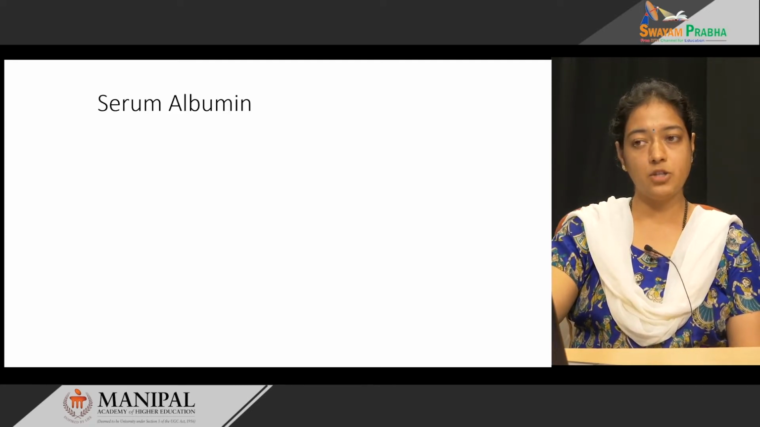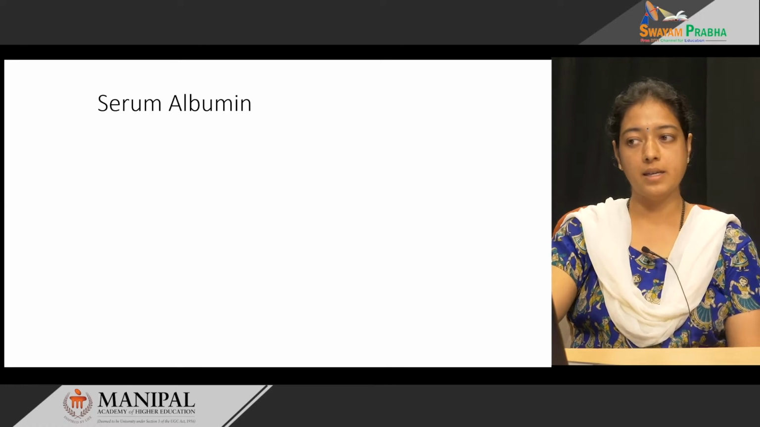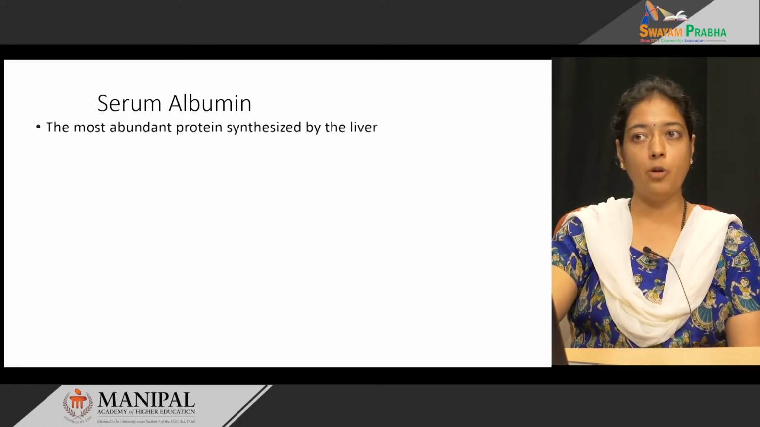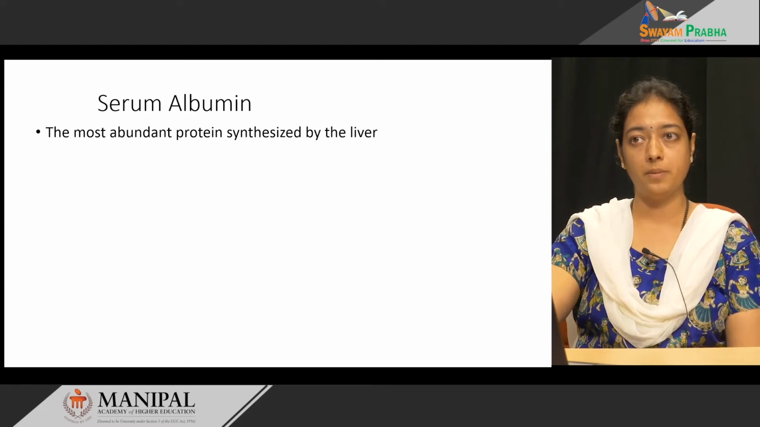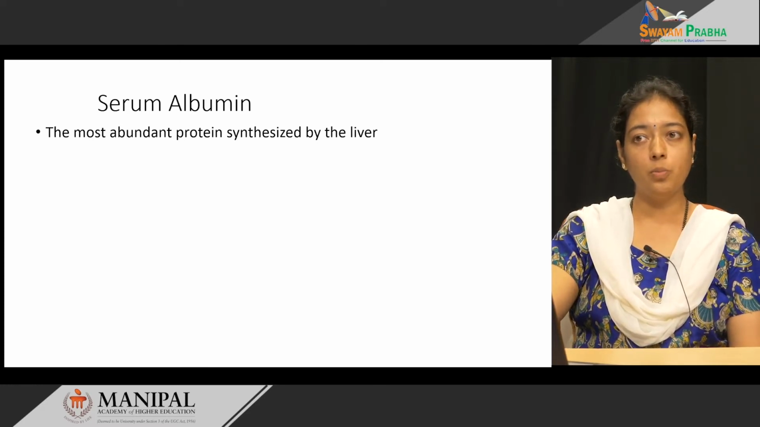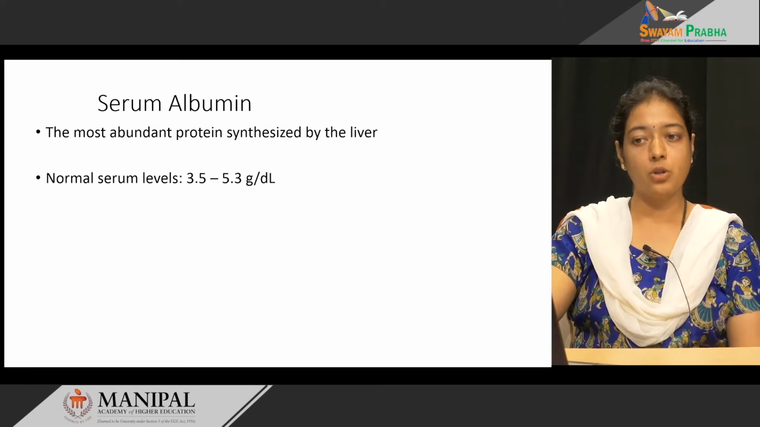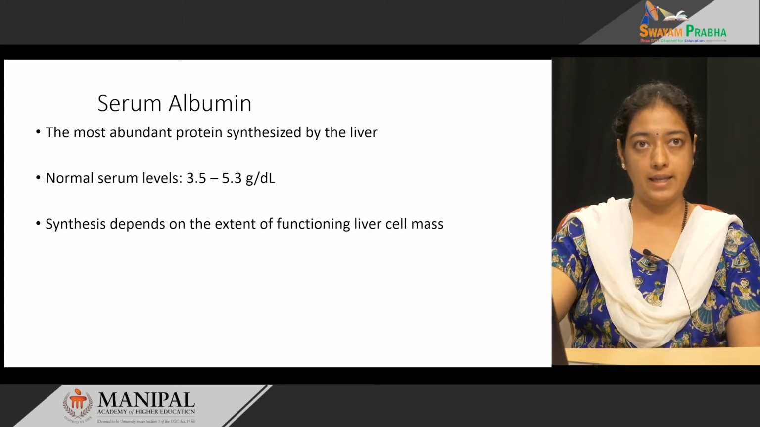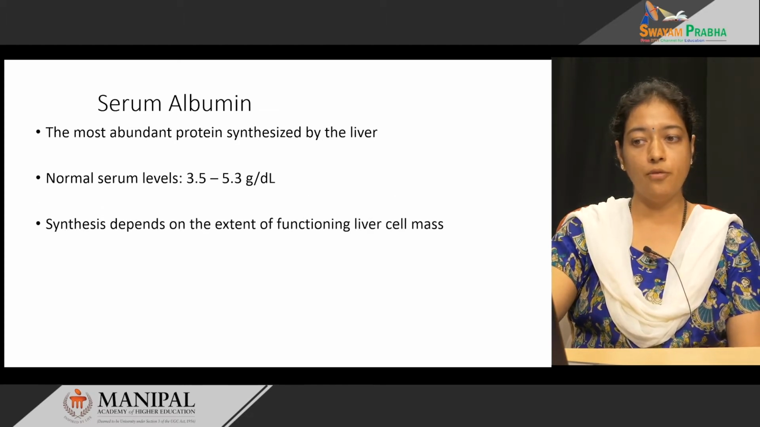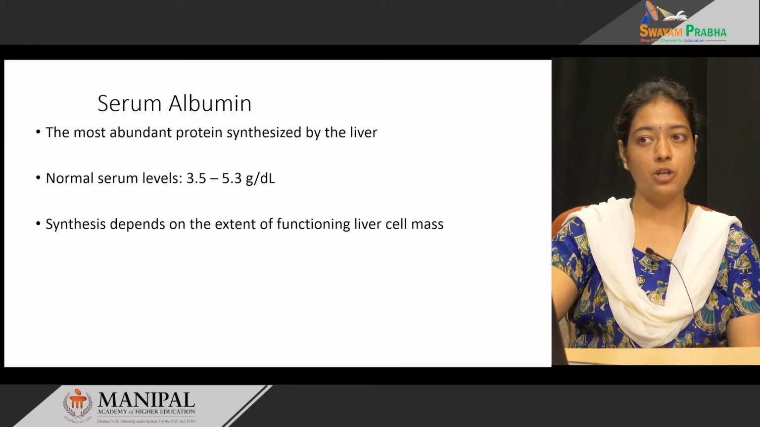The next test which you can perform in the blood is serum albumin. Why do we have to perform serum albumin? Because we know that most of the proteins are synthesized by the liver. The normal concentration of serum albumin is 3.5 to 5.3 grams per deciliter. The synthesis of albumin depends upon the extent of the functioning of liver cell mass.